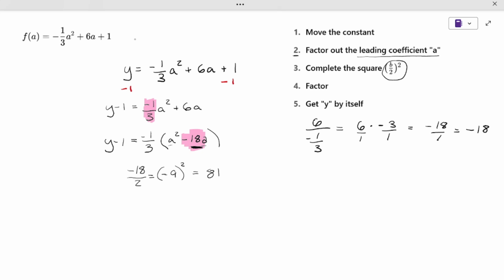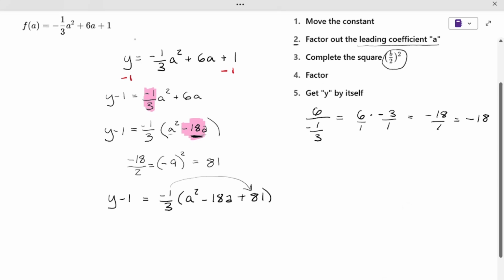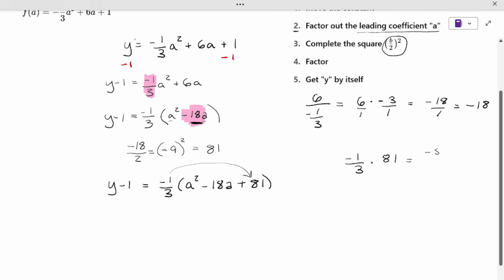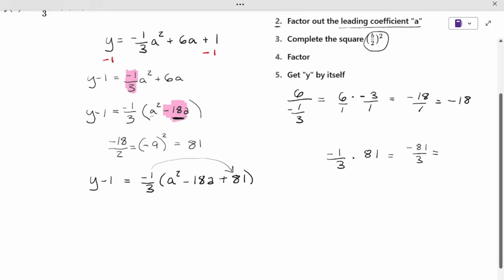All right. So then when we write everything out, including this 81, we get y minus 1 equals negative 1/3 a squared minus 18a plus 81. Let's see here. So this negative 1/3 is being distributed, and therefore we will get negative 1/3 times 81, which will get us negative 81 over 3, which reduces to a negative 27.